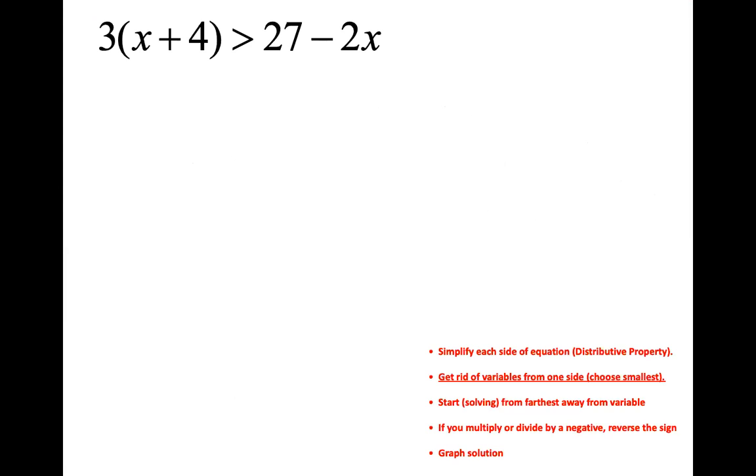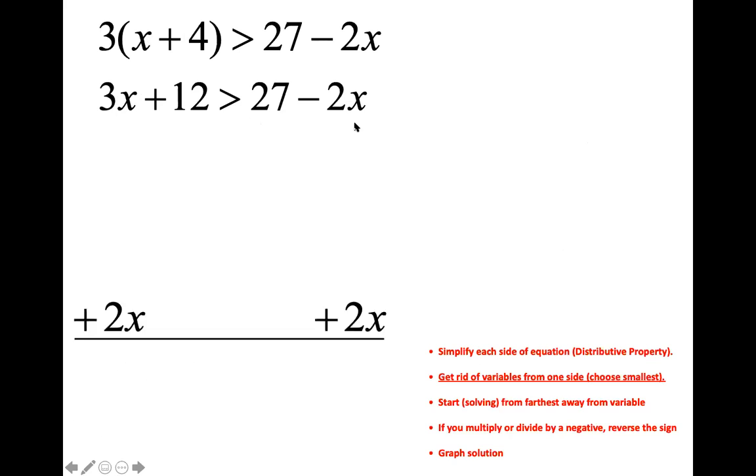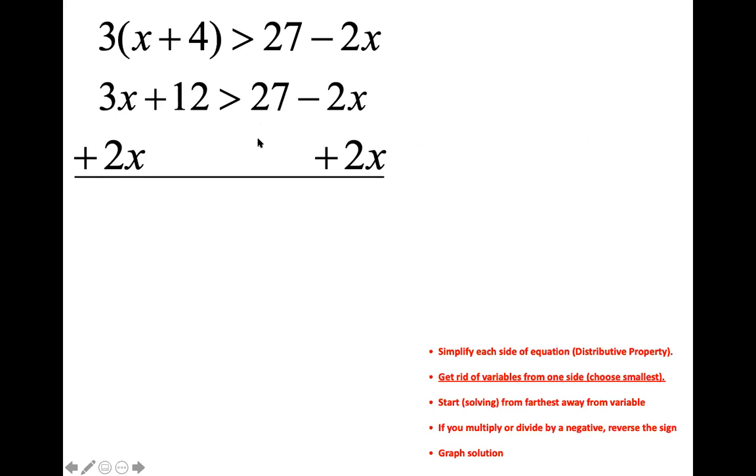All right, now we've got everything going on. We've got the distributive property and variables on both sides. So this is as ugly as it gets, okay? Step number 1: if there's a distributive property, we do the distributive property. 3 times x is 3x, 3 times 4 is 12. We've got variables on both sides, so we add 2x to both sides. That's the smaller of the two.